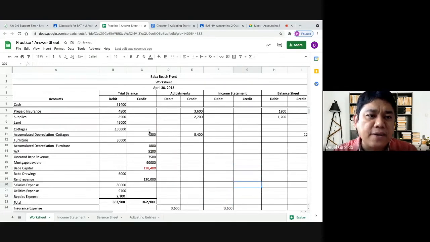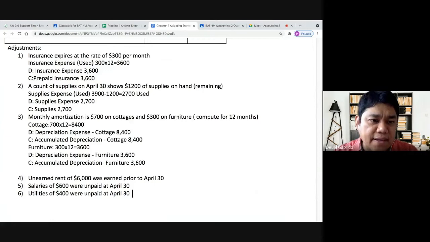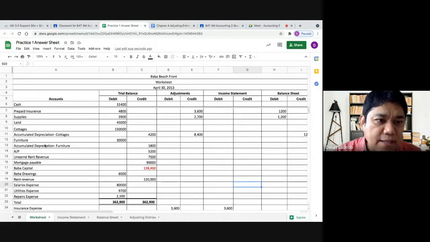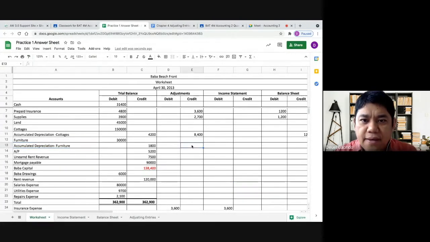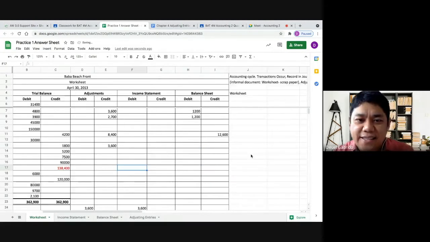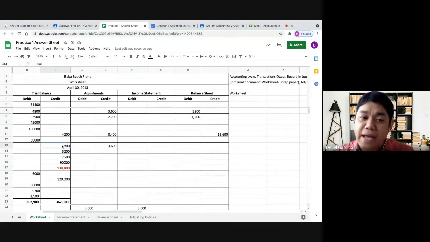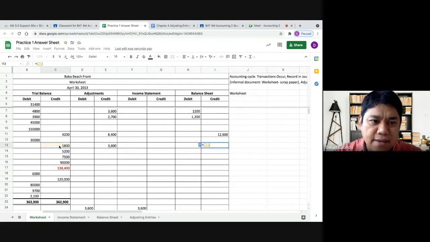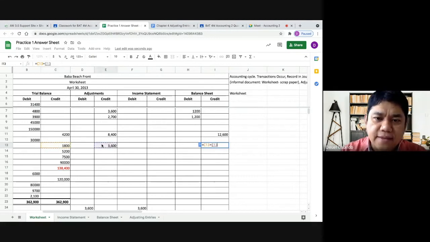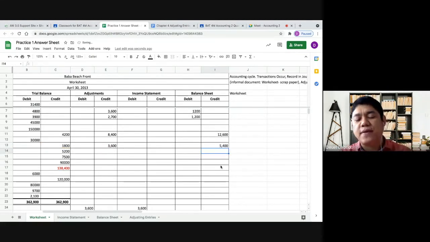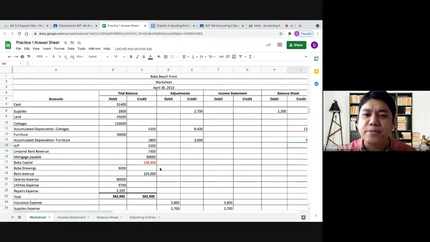So now let's go to the accumulated. What's the credit? It's accumulated depreciation furniture 3,600. So let's put it here. Accumulated depreciation furniture here. Credit 3,600. And of course, we will add this to get the depreciation at the very end of this year. The past year plus another 3,600, equals this plus this, and then we get a number, 5,400. Ask question if there is.